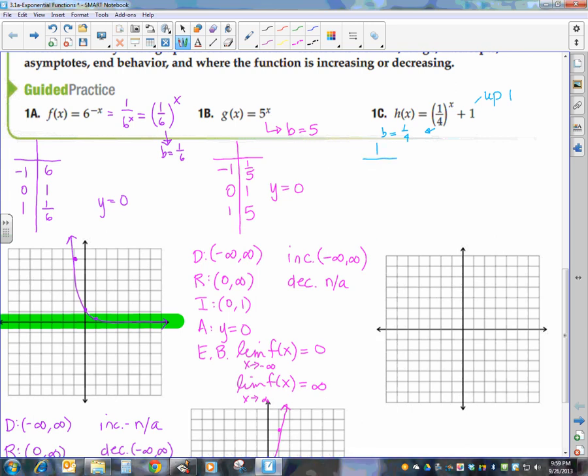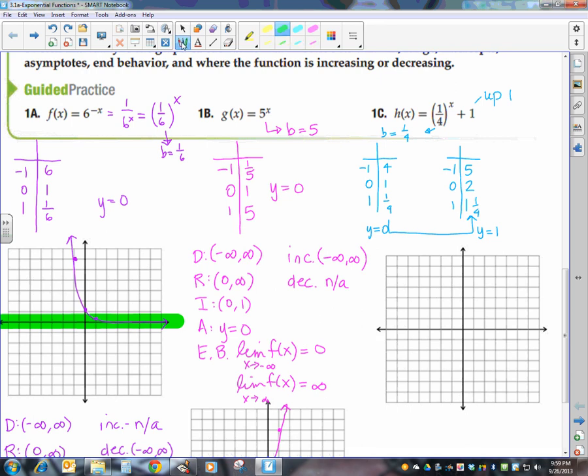But first off, you want to label your key points or write down your key points: -1, 0, 1, 1/4, 1, and 4. And from here, because of my 1 on the outside, I'm going to add 1 to each y value. My x's stay the same, so I have 1 and a fourth, I have 2, and then I have 5. And here, my asymptote was y equals 0. Now it's going to be y equals 1 because I'm supposed to add 1 to every y value.